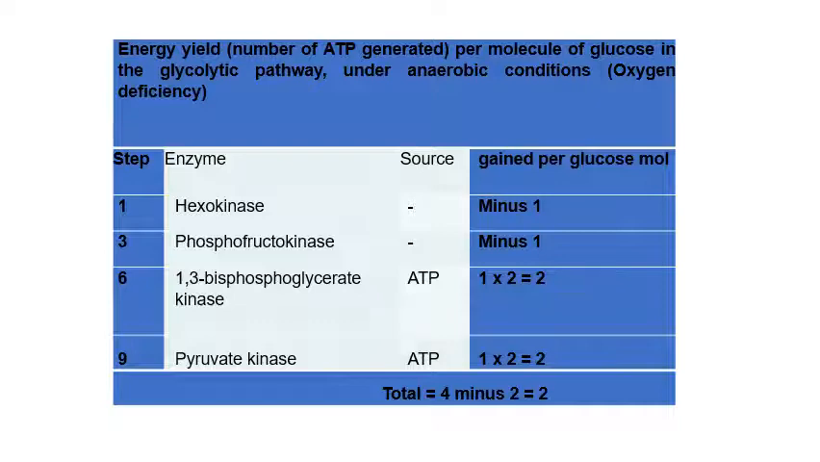Now this is regarding anaerobic glycolysis. What will happen? Already we have discussed that the pyruvate will be reduced to lactate, and the NADH which is synthesized in the glyceraldehyde 3-phosphate dehydrogenase step will be utilized here for the reduction of pyruvate to lactate. So 2.5 into 2, that is 5 ATP, will not be synthesized here. The rest remains the same: hexokinase and phosphofructokinase utilize 2 ATP, so minus 2. Then 1,3-bisphosphoglycerate kinase and pyruvate kinase, that is our substrate level phosphorylation, generate 2 plus 2, 4 ATP. 4 minus 2, only 2 ATP is overall synthesized during anaerobic glycolysis.